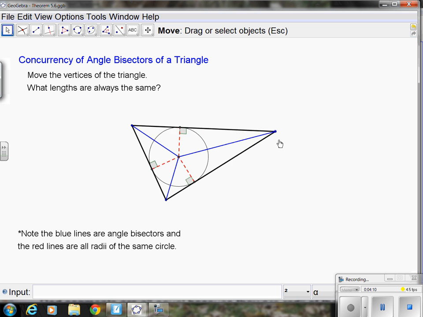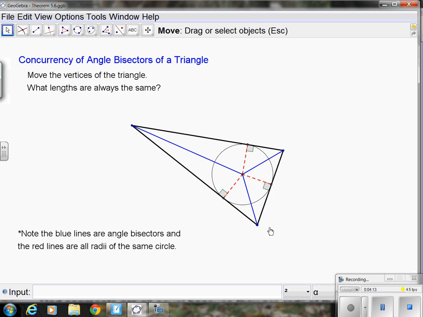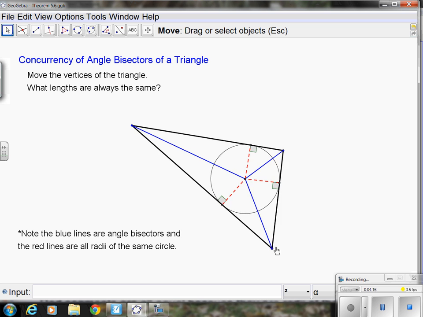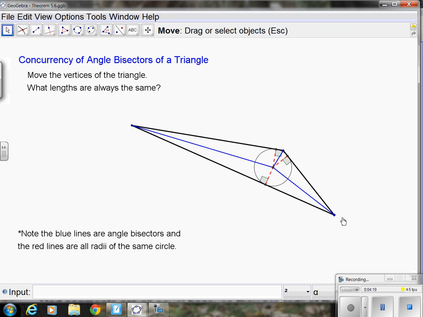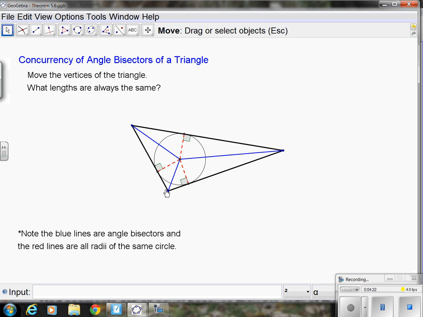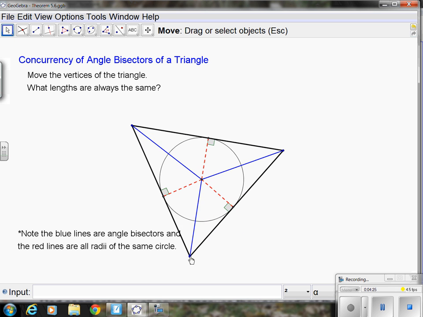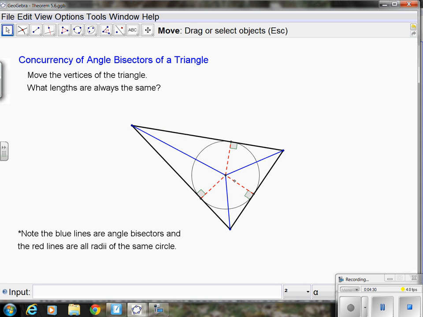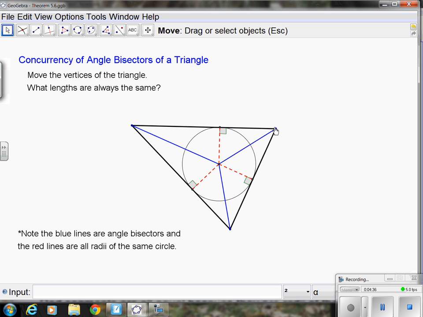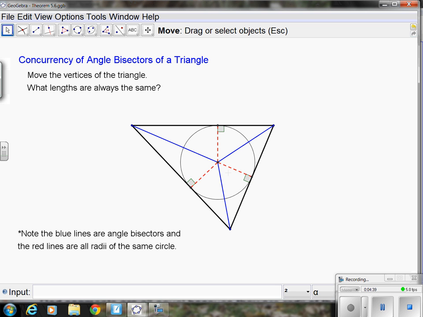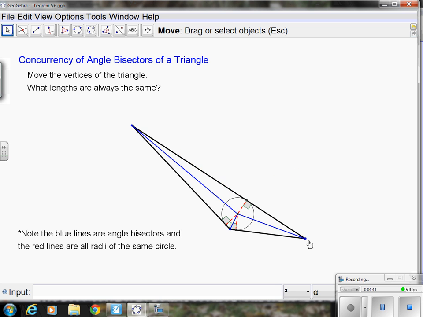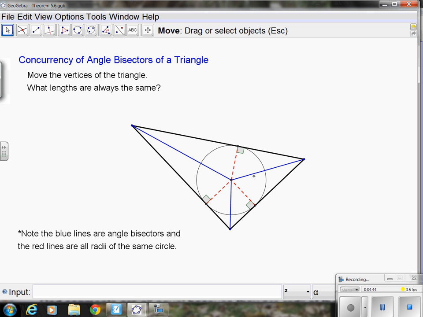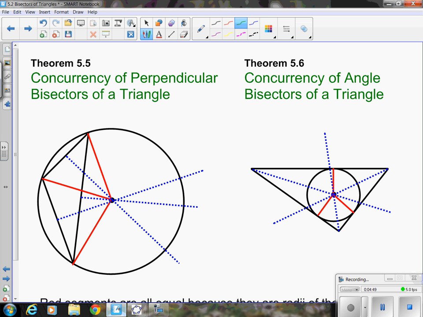Notice these blue lines are always going to be angle bisectors even if I change the shape of the triangle. I have an obtuse triangle here, and I can move it around to an acute triangle. This center is called the incenter, and the circle is on the inside of the triangle. The incenter is always on the inside. Even when you have an obtuse triangle, it's still on the inside because you're dealing with angle bisectors. So hopefully that makes sense. So back to the notes.